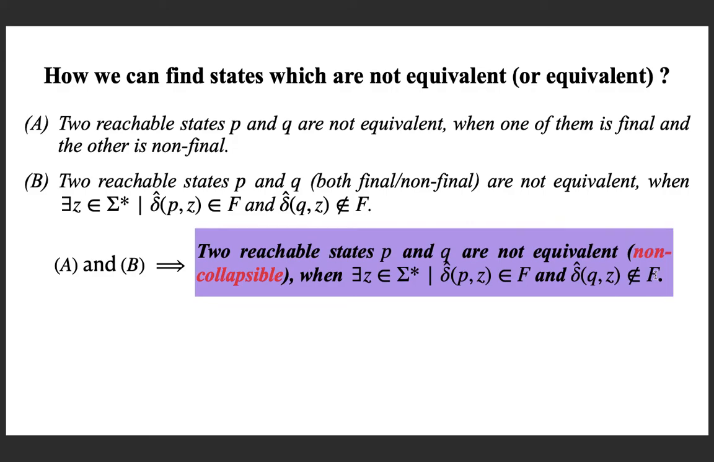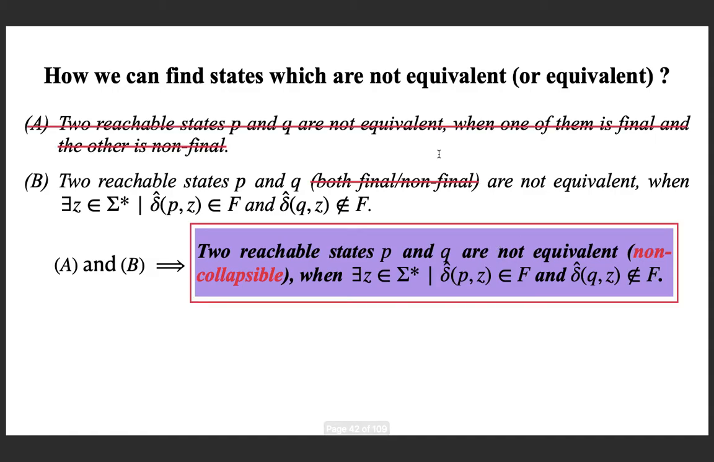Now there may be a little confusion. Maybe we can try to understand what it is. How is it related to these two? This statement is not considering this crossed part. From the second, it is not considering the both final, both non-final case, and it is not considering the first statement. Then is it correct?